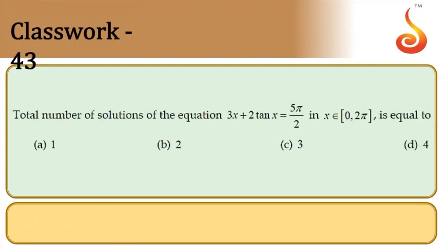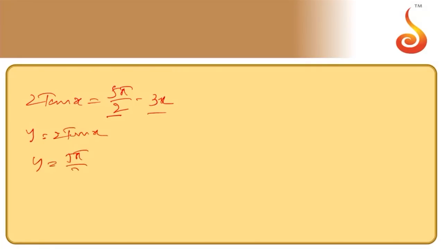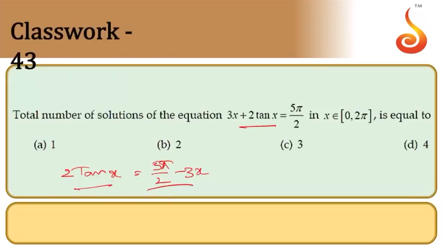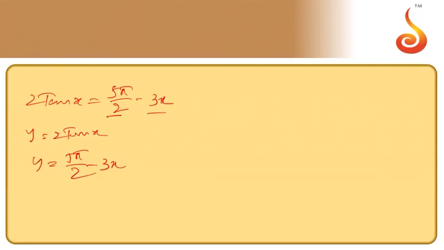So let me consider the next one, number 3. Number of solutions of this one. Observe carefully. This can be written as 2 tan x is equal to 5 pi by 2 minus 3x. Roughly, we can draw the tan x graph. I shall take up the graph in the next slide. 5 pi by 2 minus 3x is a constant minus 3x. So I consider the two graphs, y is equal to 2 tan x and y is equal to 5 pi by 2 minus 3x.